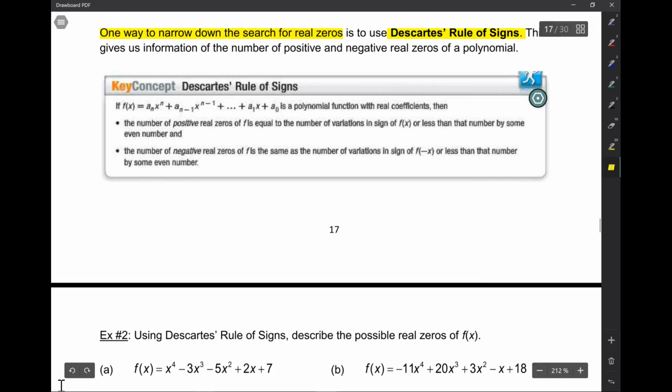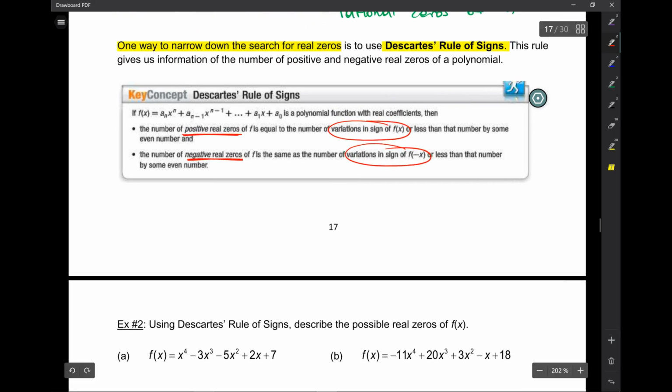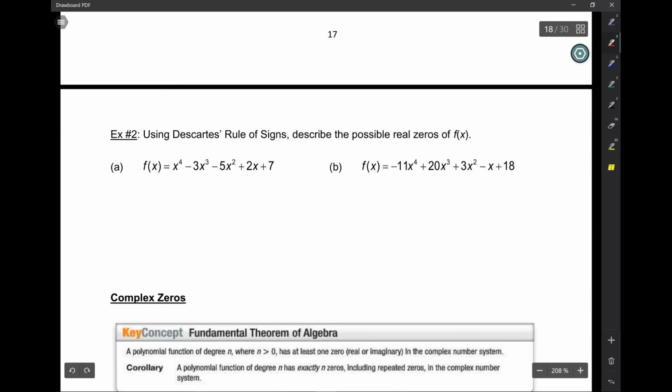Basically, for Descartes' rule of signs, what you want to do is this. The number of positive real zeros, possible, is equal to the variations in sign of f of x. The number of negative real zeros is the variations of sign of f of negative x. Again, I find that with this, it's easier if I just do one for you. Okay? Let's just do one.